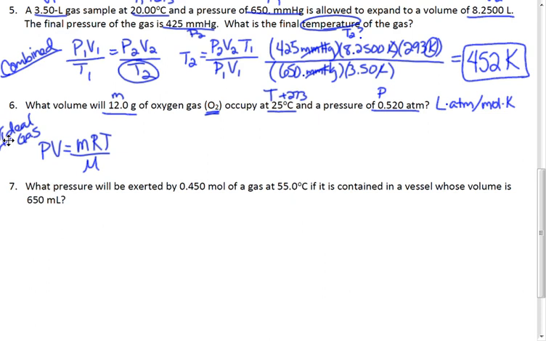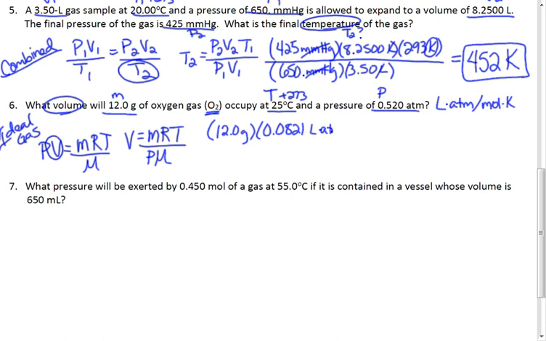So we want to solve for volume. So we want to solve for V. So we're going to have to move P over to the other side. So we have mass times our constant times temperature over our pressure and molar mass. So our mass given is 12 grams. R is our 0.0821 liter atmospheres per mole Kelvin. Our temperature is going to be 273 plus 25, or 298 Kelvin. Our pressure is 0.520 atmospheres.